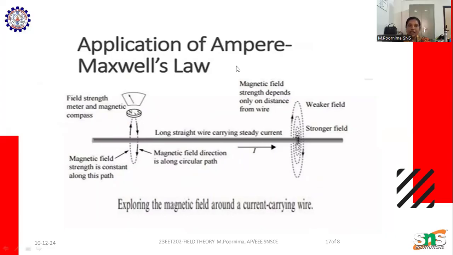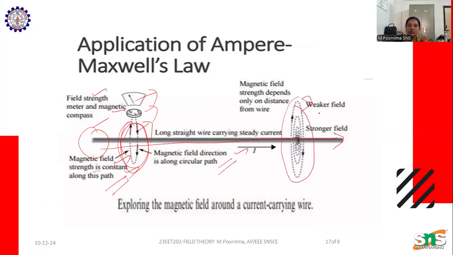Now the application of Ampere's law. Here we have a long straight current carrying conductor. The magnetic field strength is constant along the path, and the magnetic field direction is along a circular path. The magnetic field strength depends only on the distance from the wire. When the distance increases, the field strength decreases: we have a strong field near the wire and a weak field far away. So exploring the magnetic field around a long current carrying wire is one of the applications of Ampere's law.